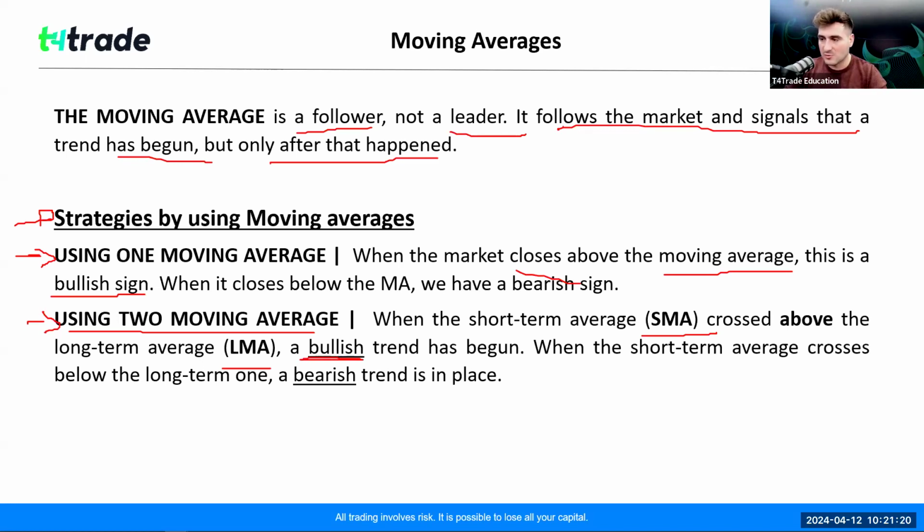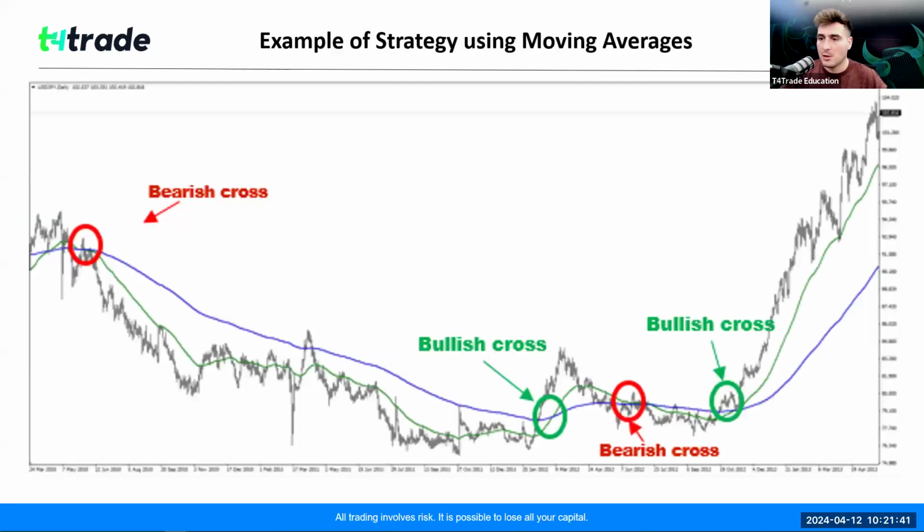Whereas when you see the short moving average crossing below the long-term moving average, this generates a bearish signal, an early indication that the trend has shifted in either direction, depending on whether the short moving average is above or below the long term. Okay, so this is a visual illustration of using moving averages.